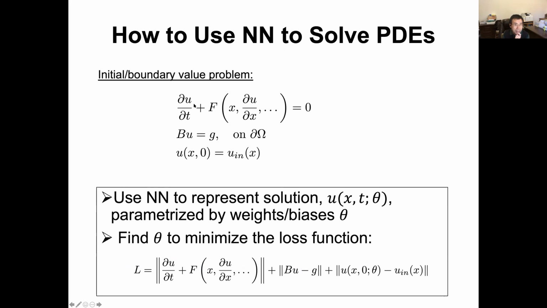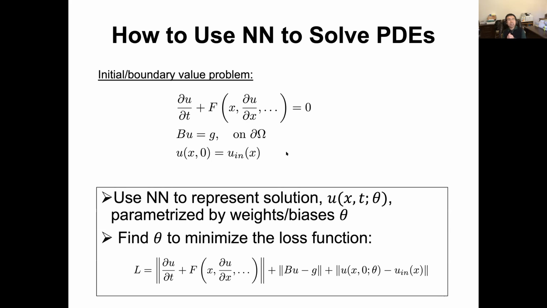If you're given a PDE with boundary conditions and initial conditions, for example, then in order to solve the problem, we first use the neural network to represent the function. Remember, the function is a parameterized function, so the theta are the parameters here. We'll try to find the parameter theta such that this parameterized function will satisfy the equation, satisfy the boundary condition, and satisfy the initial conditions.